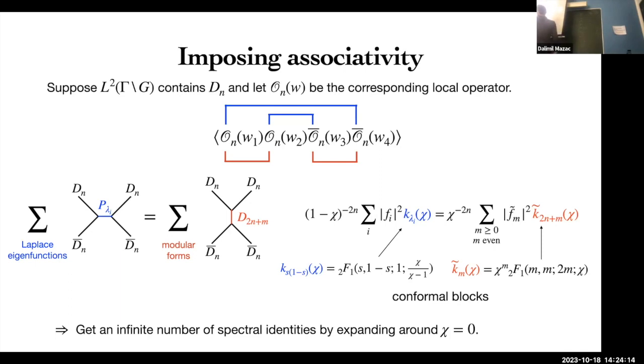The contribution of a given Laplace eigenfunction is some hypergeometric 2F1, which is basically a conformal block in a 1D CFT. Here is also a 2F1, just another type; for the CFT people, this is a conformal block, and this is more like a conformal partial wave. And from it, you can get an infinite number of identities satisfied by the spectrum by expanding around a special point in this chi space. So chi is like a cross ratio.